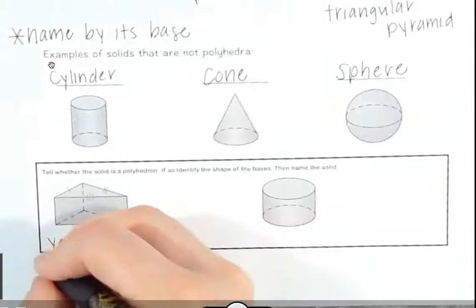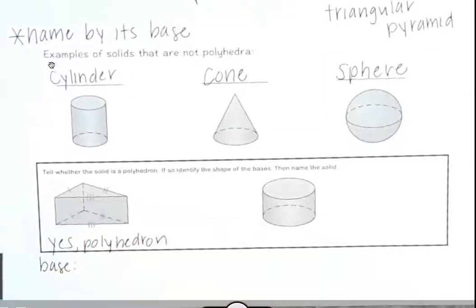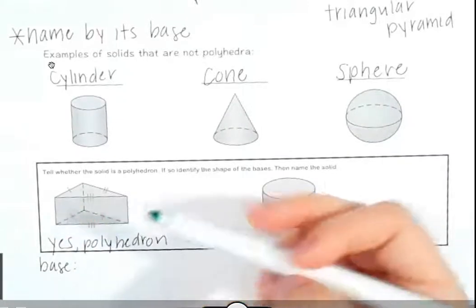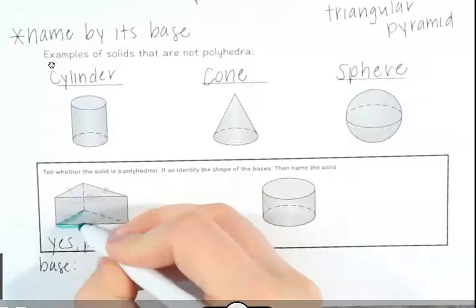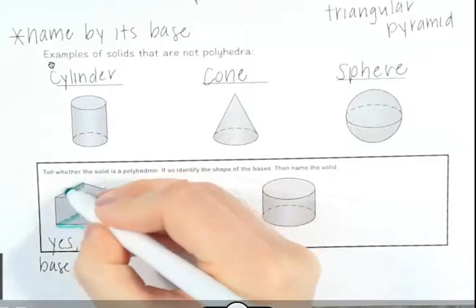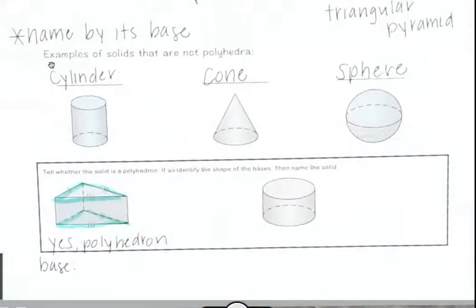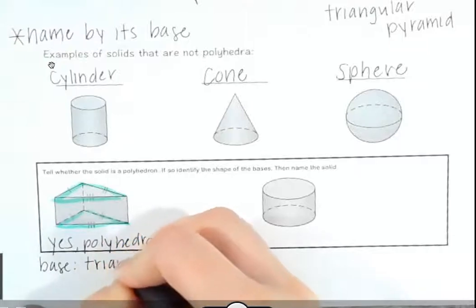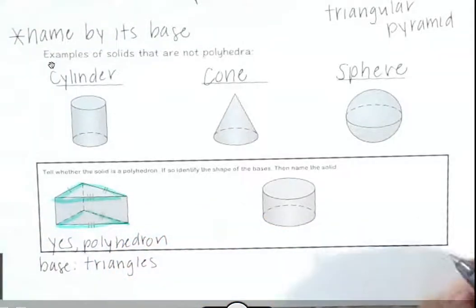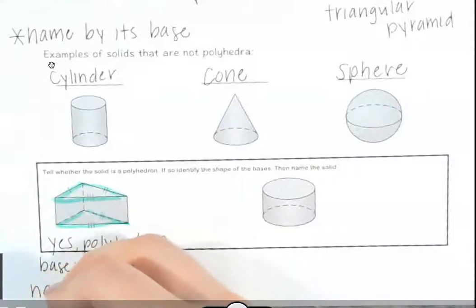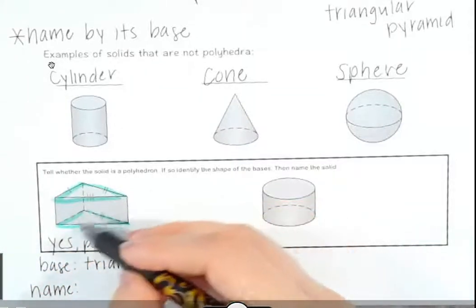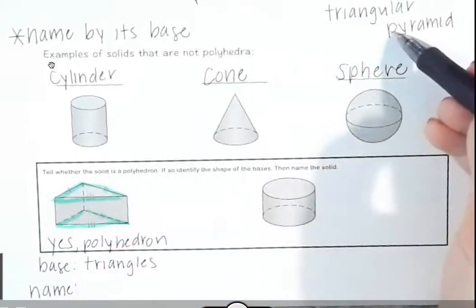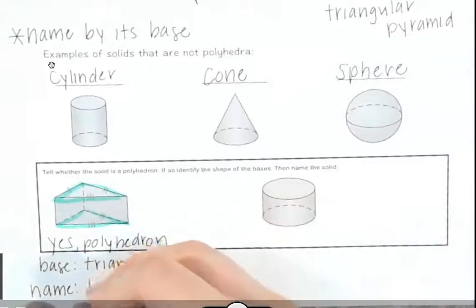Okay, our bases. What would my base be? It gets kind of confusing, right? But think of the top and the bottom as your bases. If I look, the two that are exactly the same are the top and bottom, and those are triangles. So we have triangles as our bases. And if I wanted to name this solid, it would be a triangular prism because I have two bases. It's not coming to a point like the one over here did. It's a triangular prism.